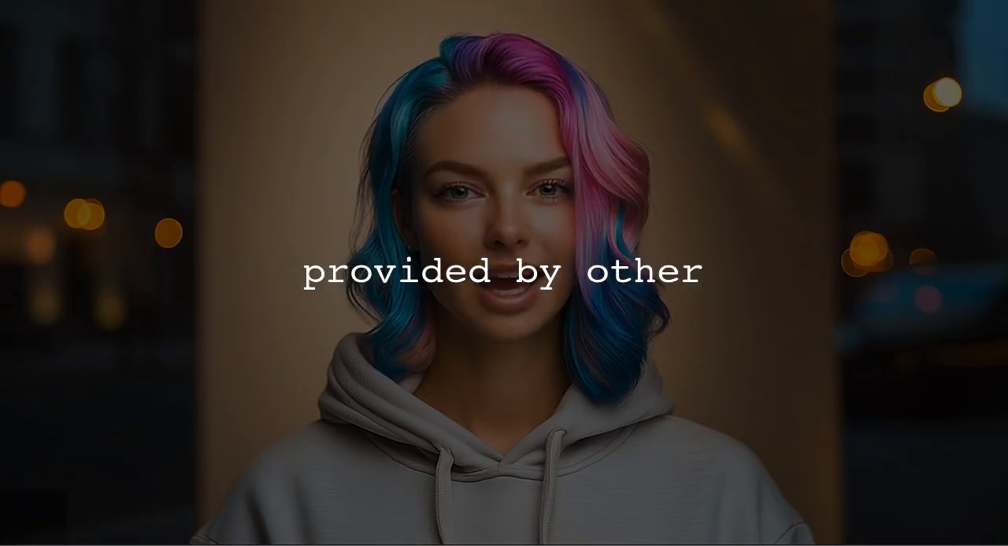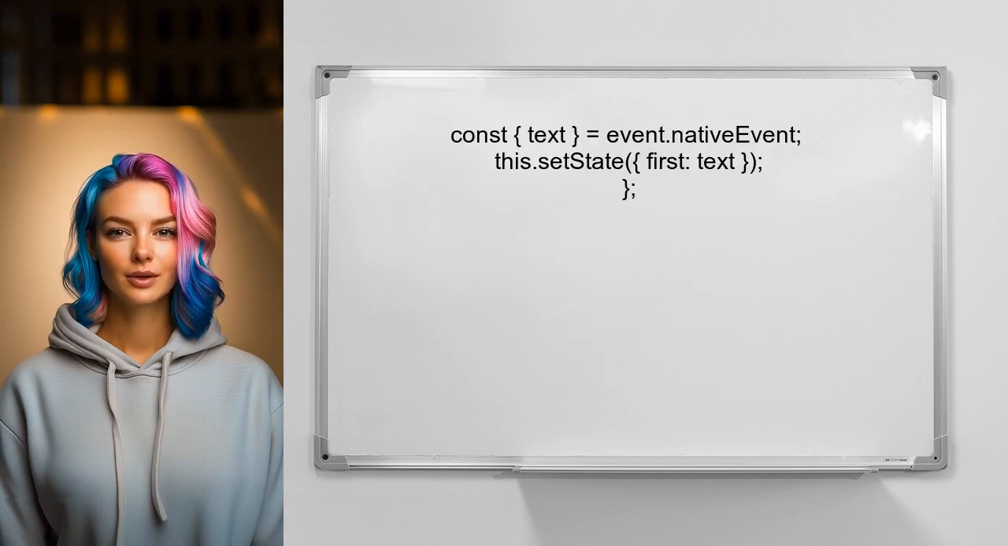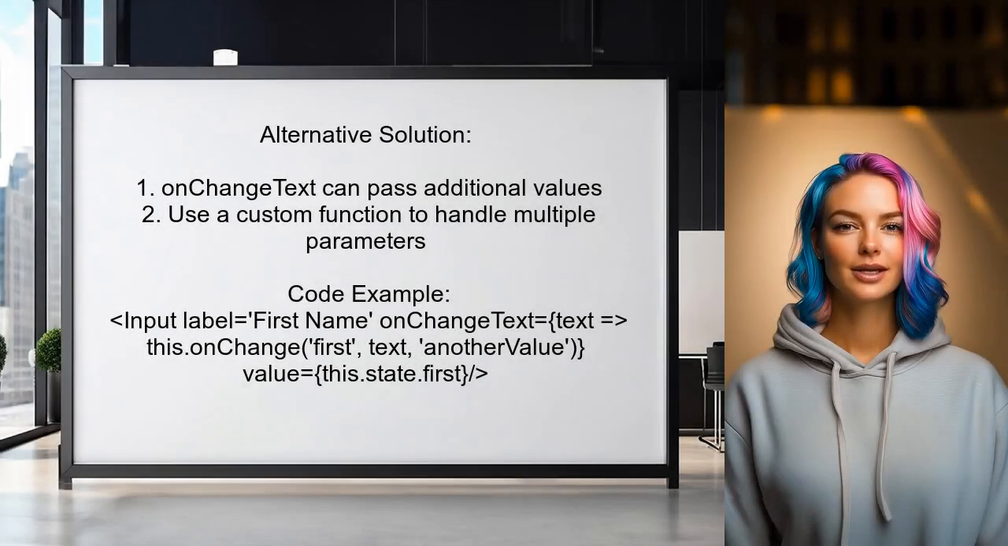Now let's look at the answers provided by other users. This user suggests using the onChange event in a text input component. They provide an example where the onChange function retrieves the text from the event and updates the state accordingly. They also mention that the target attribute may not be useful in React Native, as you can't attach data attributes like in React for web. Instead, they show that using onChangeText is acceptable for passing additional values.